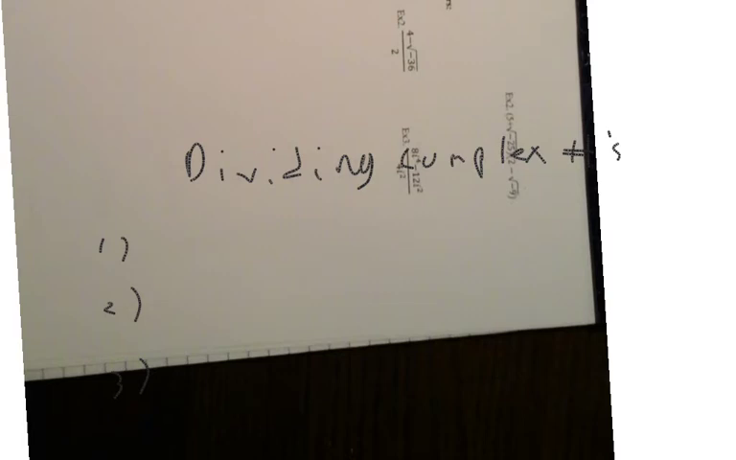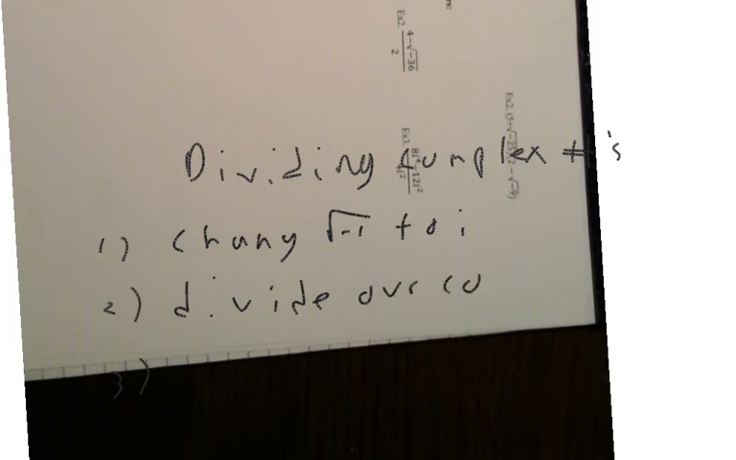Alright, so where it says dividing complex numbers, let's just write our steps here. Change our square root of negative 1 to i. Divide our coefficients and radicals. And then we simplify.